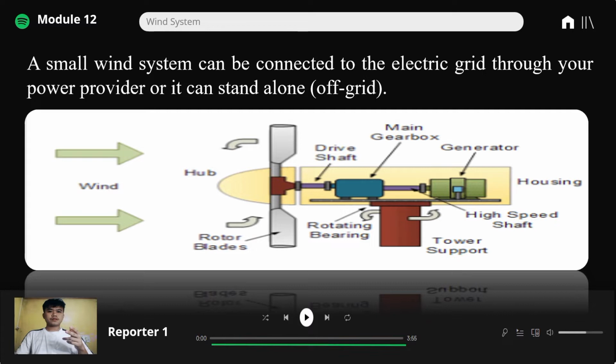Small wind energy systems can be connected to the electricity distribution system. These are called grid-connected systems. A grid-connected wind turbine can reduce your consumption of utility-supplied electricity for lighting, appliances, electric heating and cooling, and vehicle charging. Later we will discuss the main parts and definitions of the main gearbox, generator, drive shaft, etc.